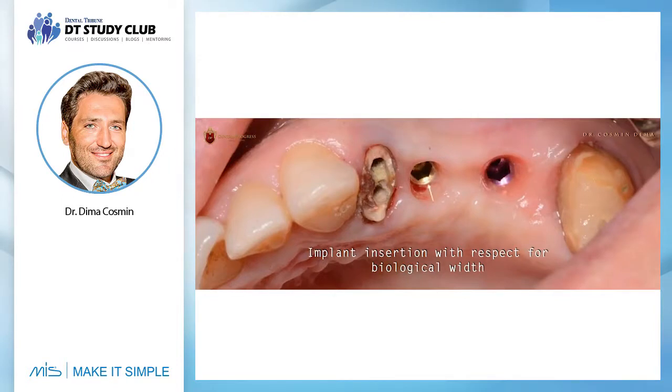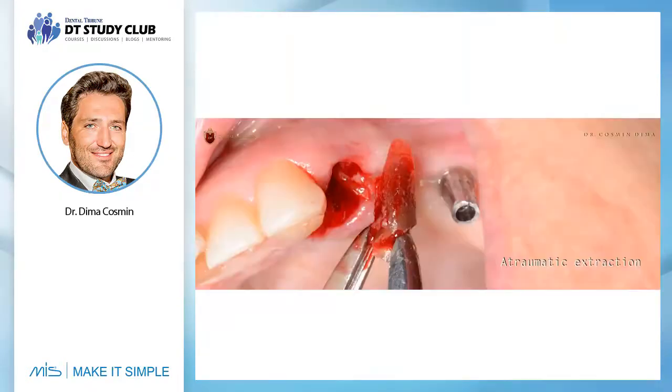In this case, we have to extract this premolar. Unfortunately, you can see here the gingival contour around the implants. And then we decided to make a provisional on the implants after integration, after 4 months.